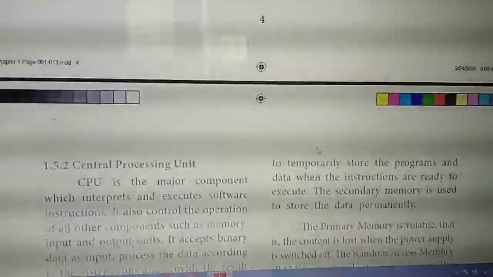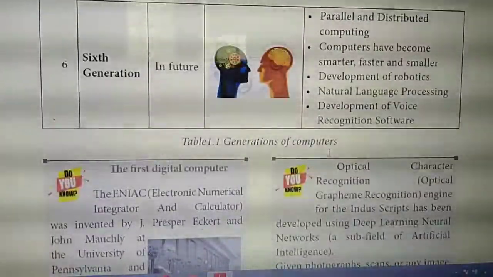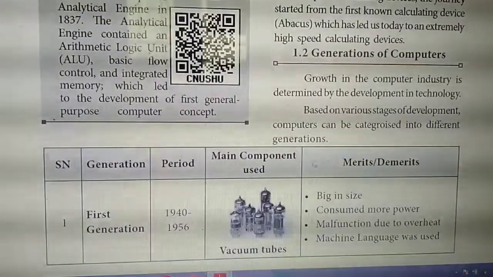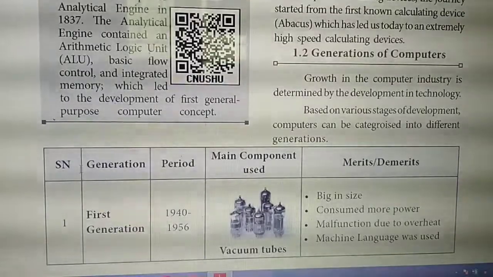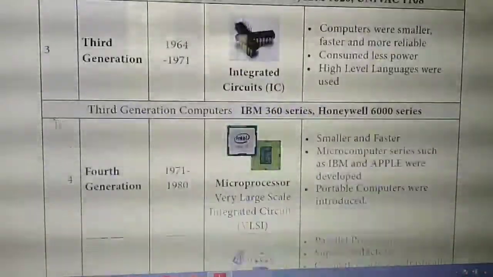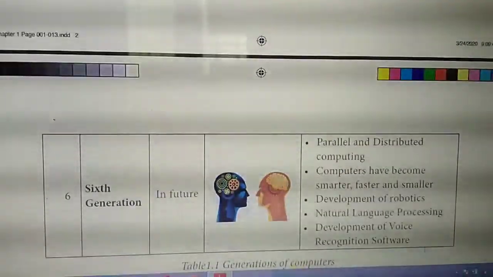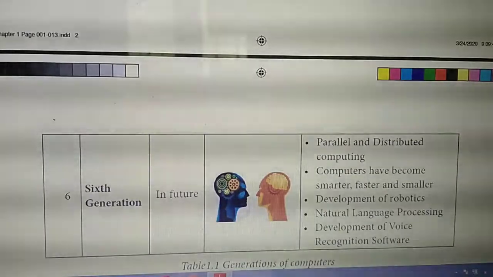Then second, various generations of computer. Take page number 1. This tabular column, fully, starting from here in page number 1 till page number 3. Okay, this one, 6th generation.